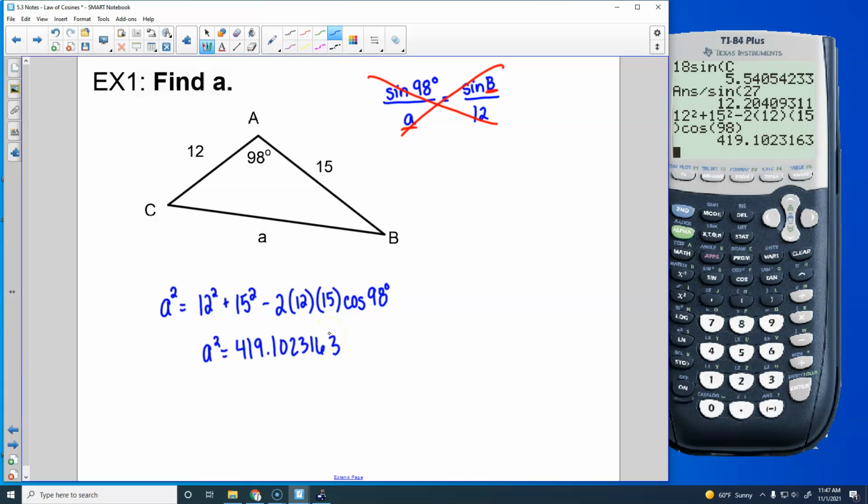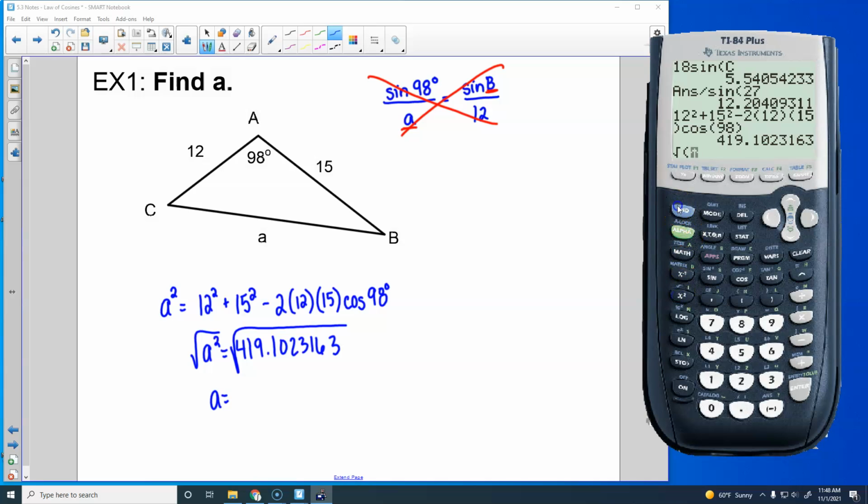You don't have to necessarily write it down, but keep that number in your calculator, because are we finished? Is that our answer? It's not. So what do we need to do last? Square root. And so if we take the square root of this answer, then we got 20.472.